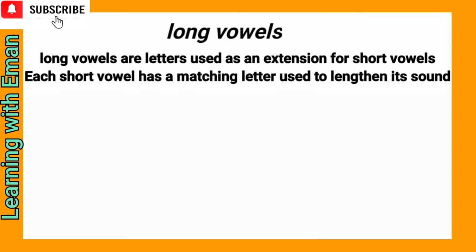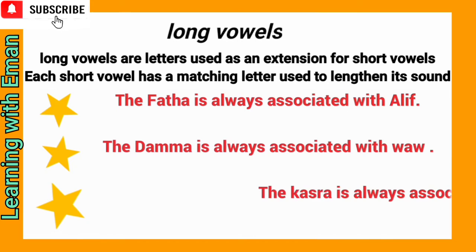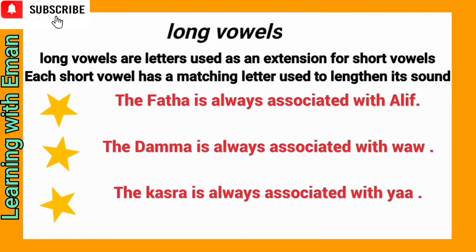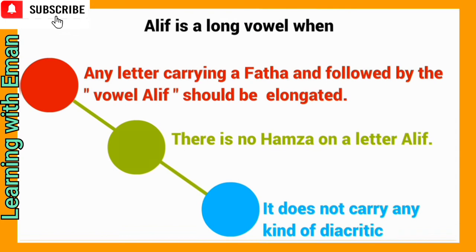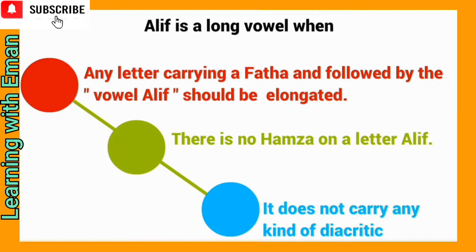Notice that Fathah is always associated with Alif. Dammah is always associated with Waw. Kasrah is always associated with Yaa. Alif is a long vowel when any letter carrying a Fathah is followed by the vowel Alif. In this case it should be elongated. There is no Hamza on a letter Alif. Alif doesn't carry any kind of diacritic. For more details about diacritics, please go back to the previous lesson. The link is in the description under the screen.